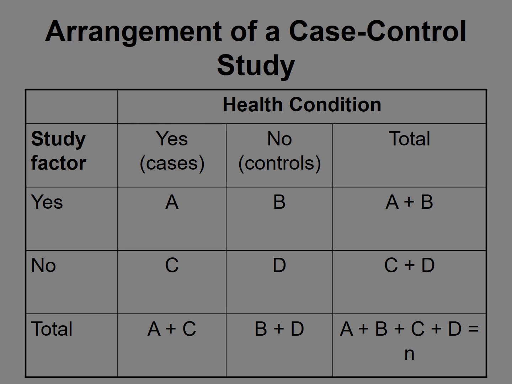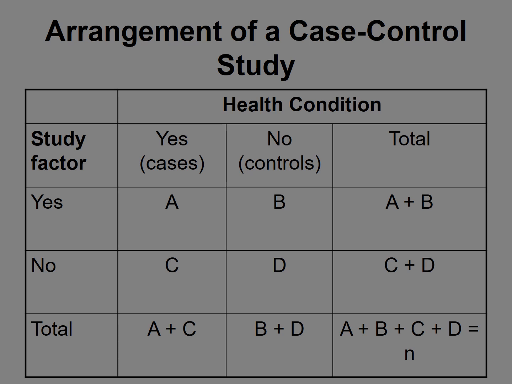Looking at it, the columns up and down are your cases and controls. So yes, the cases have a health condition. No, the controls do not. And then the rows are yes or no based on exposure or any other factor that you're interested in understanding. What it does is set up a really nice 2x2 table if you're just looking at A, B, C, D. And you've probably had this if you're taking biostats. It's a nice way to do a chi-square analysis.